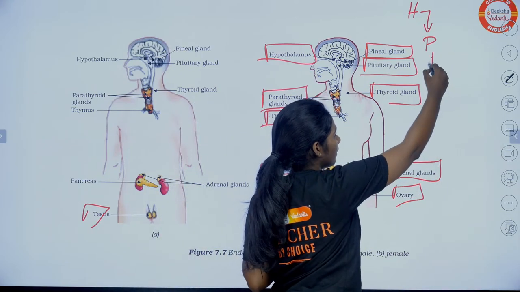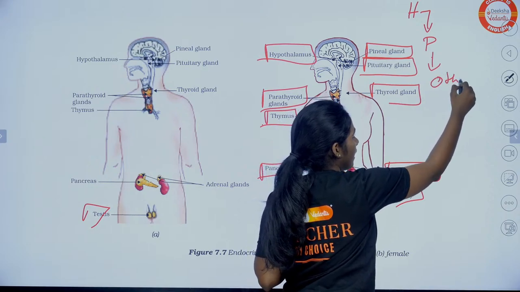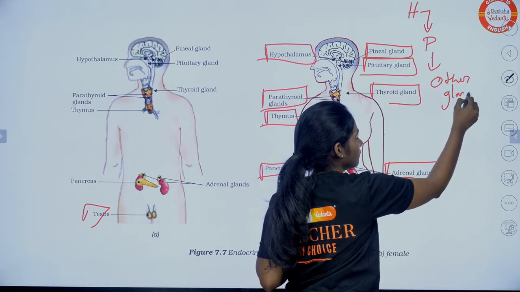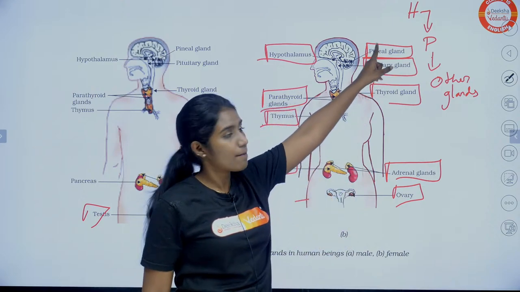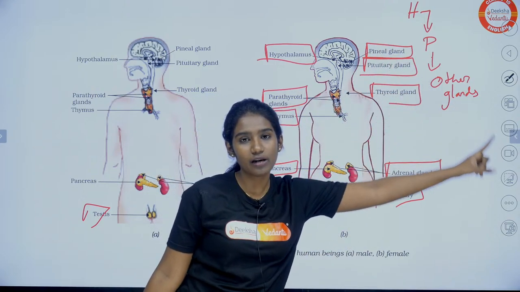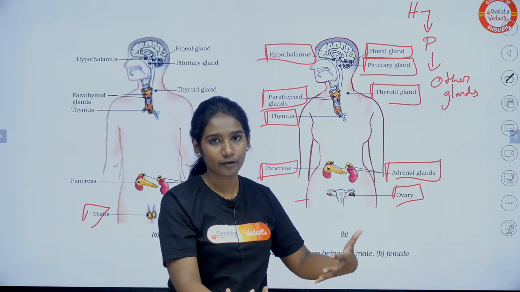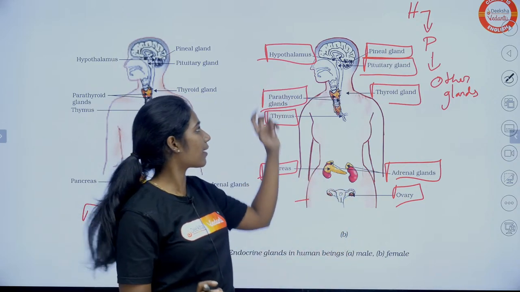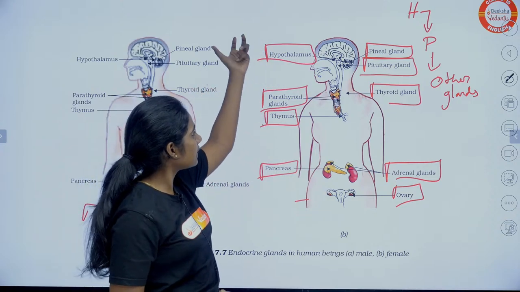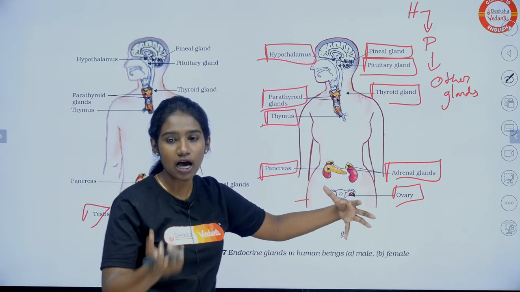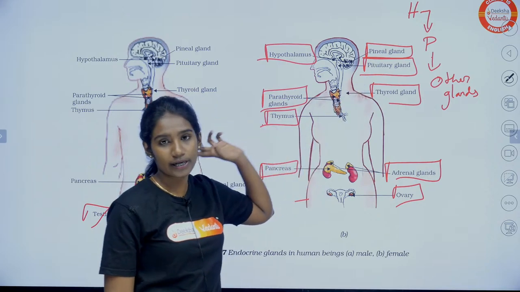After that, it controls other glands, right? Hypothalamus, pituitary, and then it will control the respective glands when it is required to function. Okay, so let's see one by one. So hypothalamus, it will release certain hormones to regulate the pituitary gland.